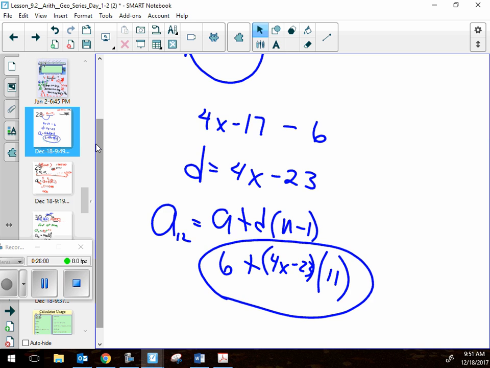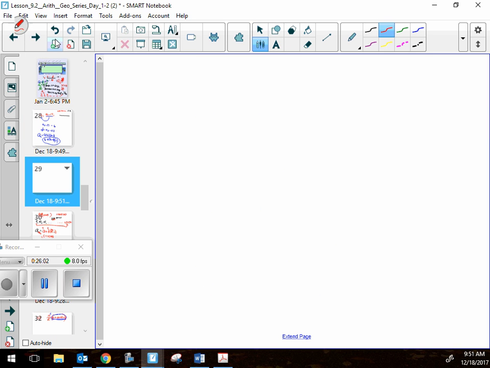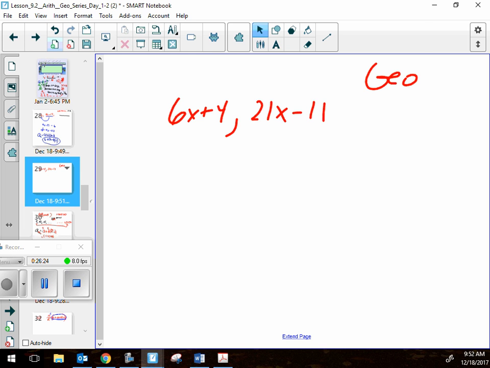Okay, do you remember at the very beginning, we had some that were like this. 6x plus 4 turns into 21x minus 11, and we said it's geometric, and then find the next term. Just the next term. I'll pause for a second while you give that one a try. This is geometric. What's the next term?